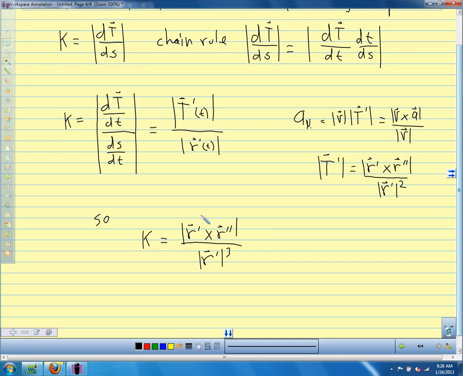So now we have a way to quantify the curvature of a curve. How curvy it is. Well, these are all magnitudes, so our curvature is just going to be a scalar. So our curvature would be 10, and then our radius would be 1/10.